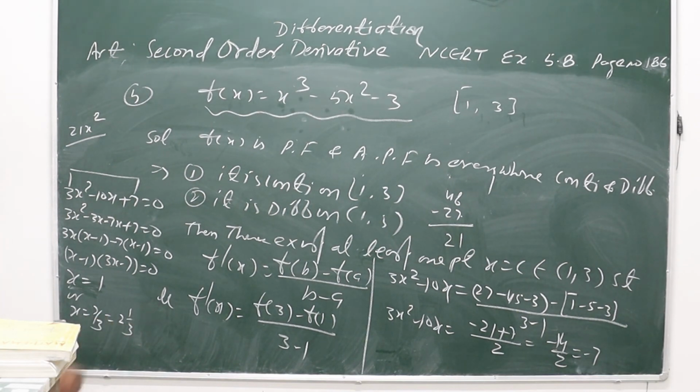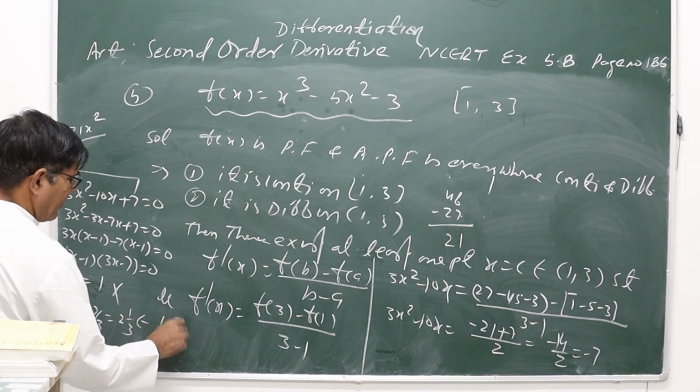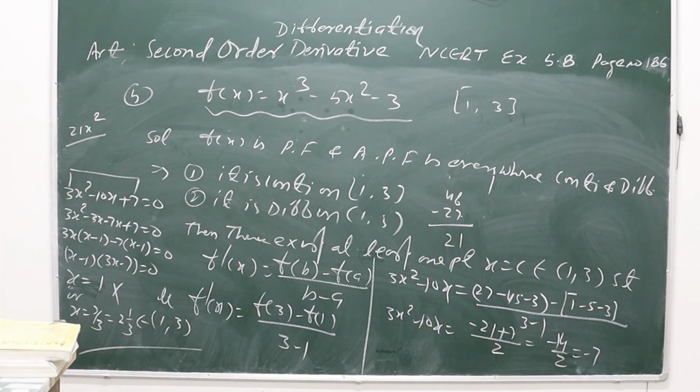जिसमें x = 1 does not belong to the open interval (1, 3). This 7 by 3 belongs to the open interval (1, 3). Therefore LMVT is verified.